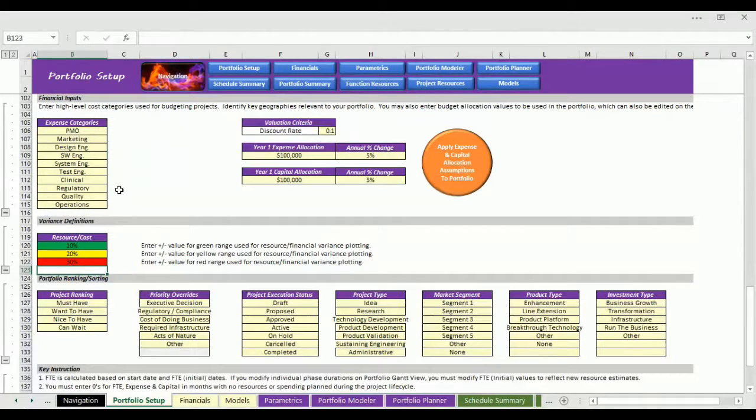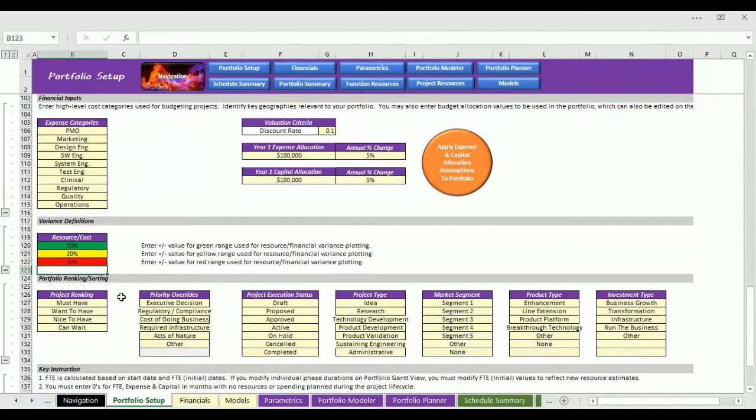Next is portfolio ranking and sorting. Portfolio ranking and sorting input is used for grouping and categorizing projects. Project ranking is most often used by the marketing organization, and it is intended to indicate which projects are most important to marketing. It could just as easily be 1, 2, 3, and 4.